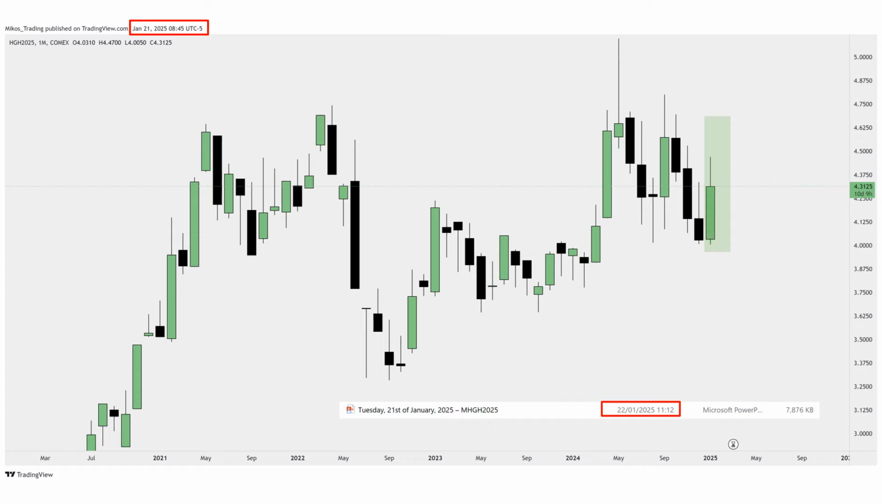Thanks to seasonal tendencies, we know that copper is historically bullish in January and February. To further increase our odds, we determine if institutional order flow is also bullish. We use top-down analysis to determine if institutional order flow is in fact bullish, and we always start our top-down analysis with the monthly chart.